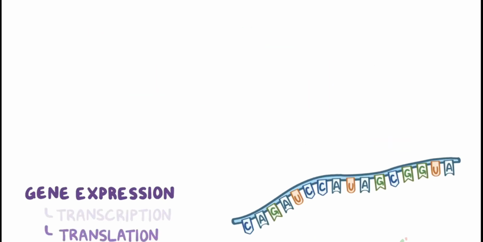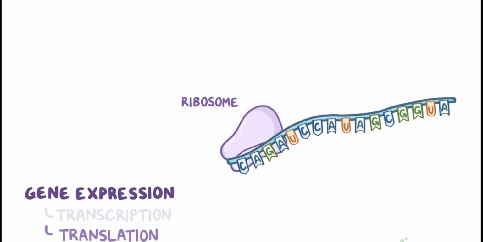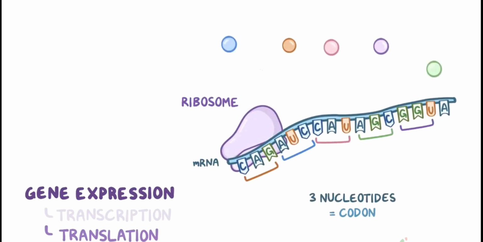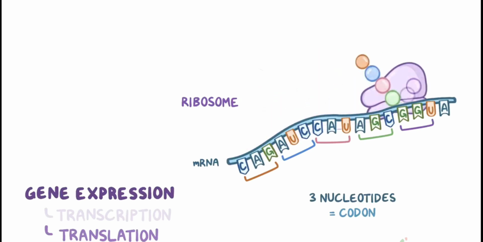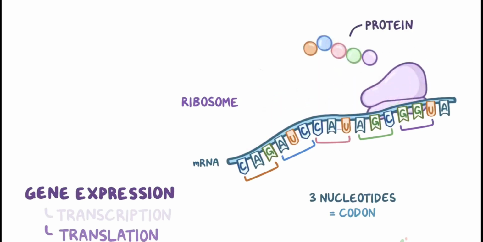Now, during translation, cell organelles called ribosomes read the mRNA molecule in 3 nucleotide words, called codons, with each 3 nucleotide sequence coding for an amino acid that will eventually become part of a protein.